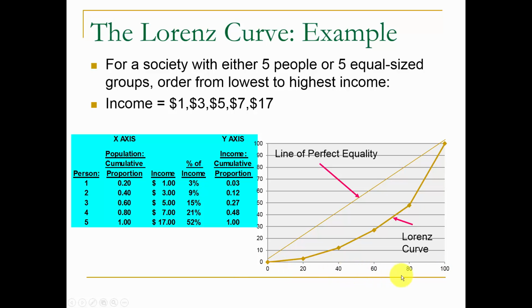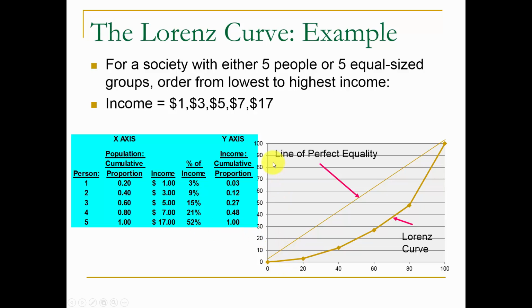So we add up the people along the x-axis, and we add up the income, the total income received by that percentage of the people, on the y-axis. So in this table, here's the cumulative proportion of people, 20, 40, 60, 80, and 100%. And here is the percent of income each of these groups earn. The lowest, 3%. The next lowest, 9%, the next lowest, 15%, the next lowest, 21%. And in the United States, the top 20%, or the top quintile, earn about 52% of the income.